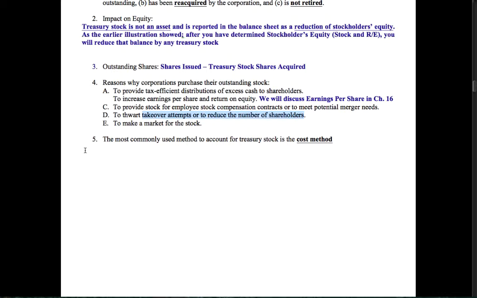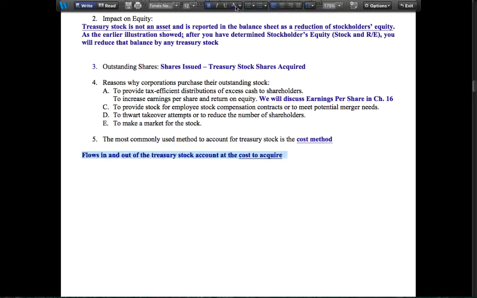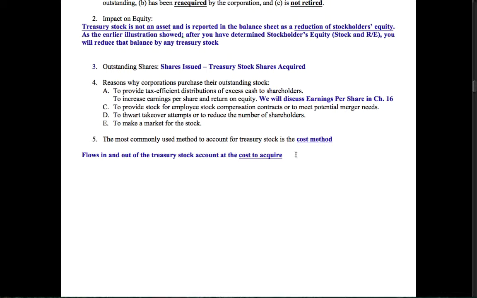Regarding the accounting for treasury stock, the most commonly used method is the cost method. That is the only method that we will focus on for the purposes of this class. The key thing to make sure you understand with the cost method is that the balances flow in and out of the treasury stock account at the cost to acquire: the price that you paid to reacquire the shares, not the par value of those shares or the additional paid in capital of those shares, but the specific cost that you paid to acquire.